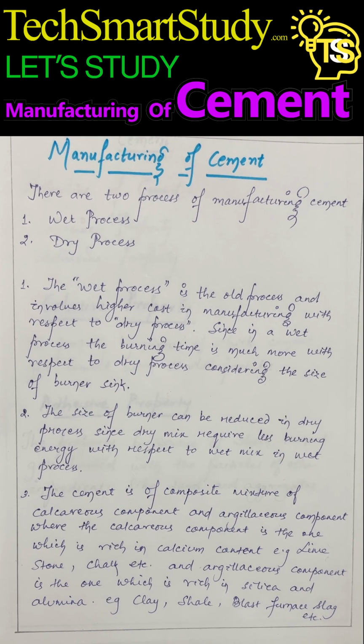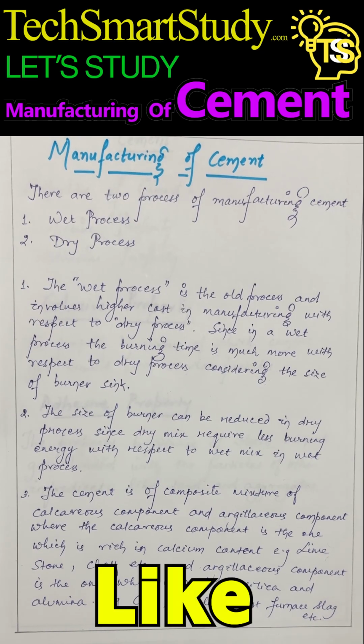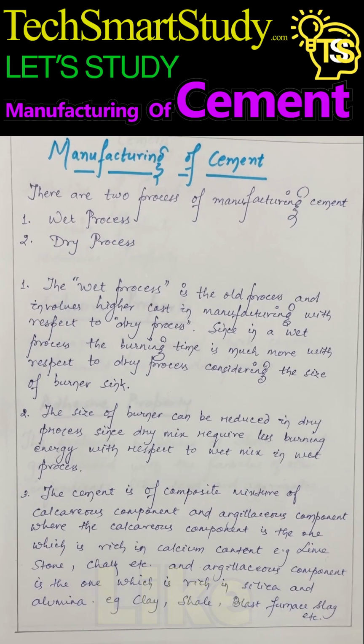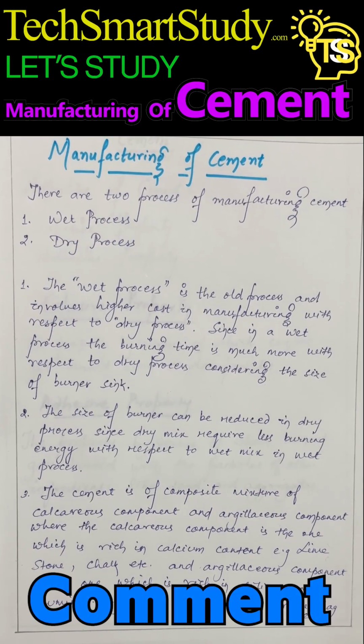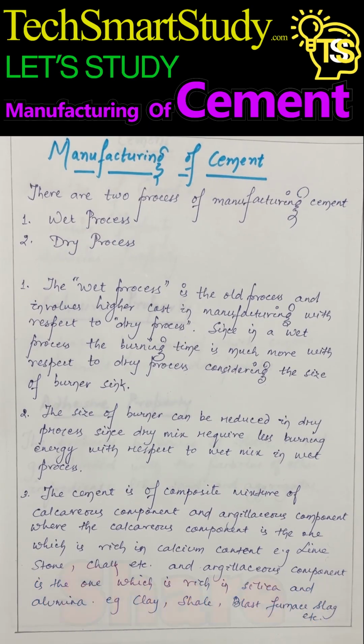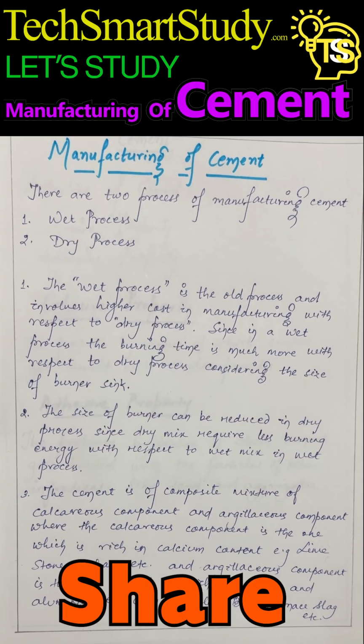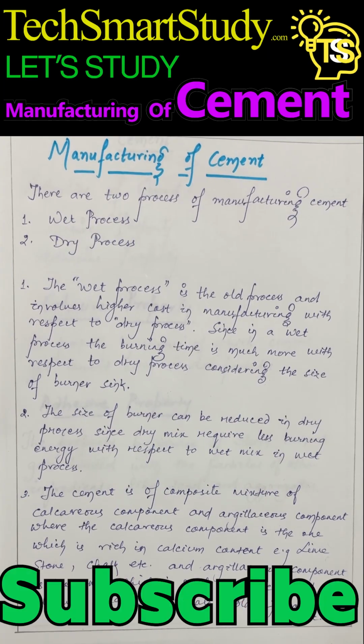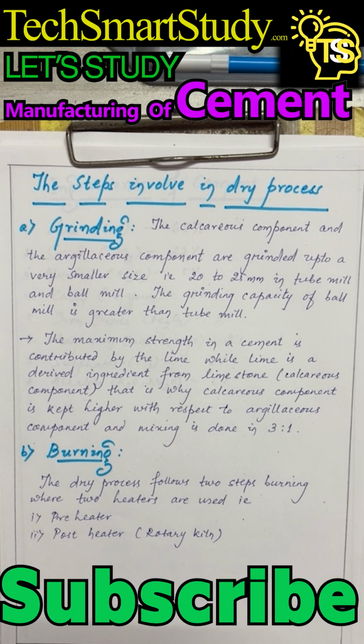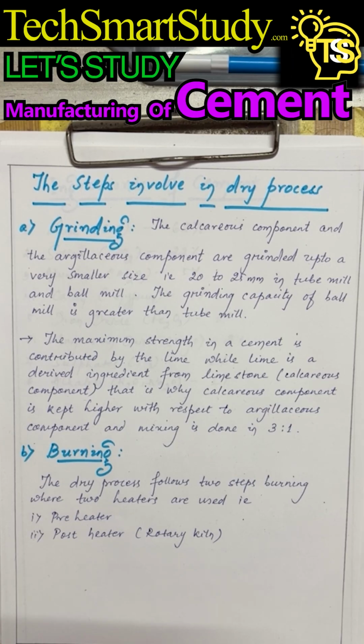Here it means the cement is the composite mixture of calcareous component and argillaceous component. Calcareous component means the component which is rich in calcium content, for example, limestone, chalk, etc. And argillaceous component means the component which is rich in silica and alumina, for example, clay, shale, blast furnace slag, etc. We will learn about the steps that are involved in the dry process of manufacturing cement.